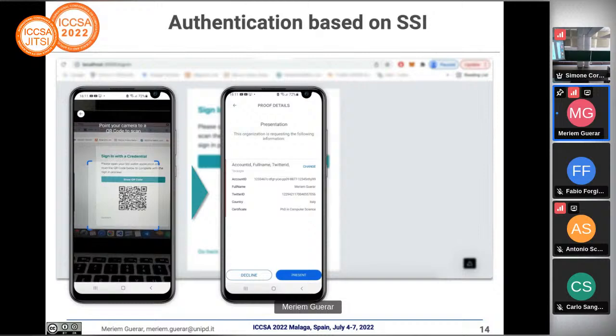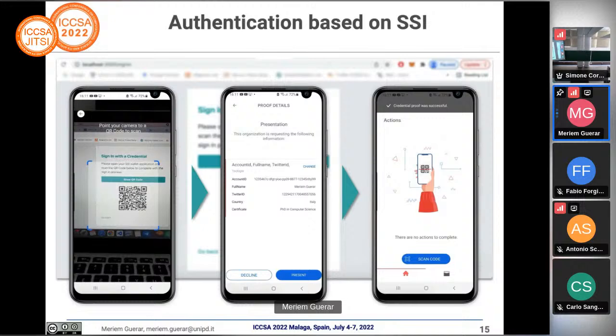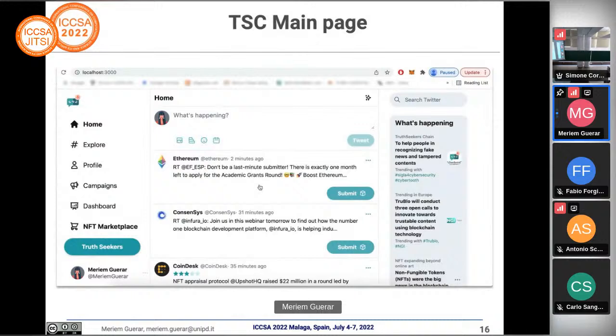In case the user accepts to share the credential with TSC and the verification of the signature by TSC using public keys recorded in the blockchain is successful, he will receive a notification in his wallet saying that the verification was successful and he is authorized to access the platform. This is the main page of Truthseeker Chain. It looks similar to Twitter with some additional functionalities. We intended to let it look similar because most of the users are familiar with Twitter.